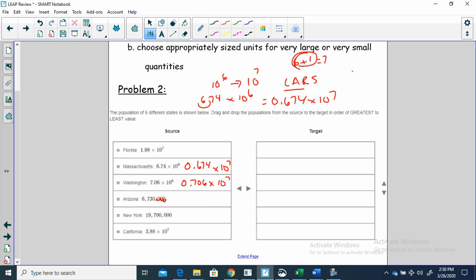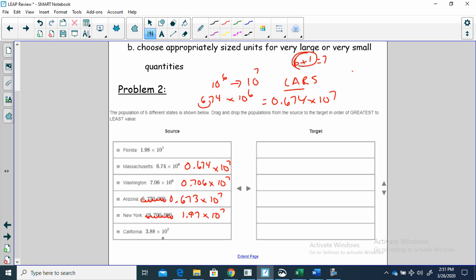1, 2, 3, 4, 5, 6, 7. That would be 0.673 times 10 to the 7th. Same thing here for New York. Let's move it 7 places. 1, 2, 3, 4, 5, 6, 7. Oops, it's between the 1 and the 9. 1.97 times 10 to the 7th. Okay, because we always know that our understood decimal is in the back. That's why we're moving it that many places.